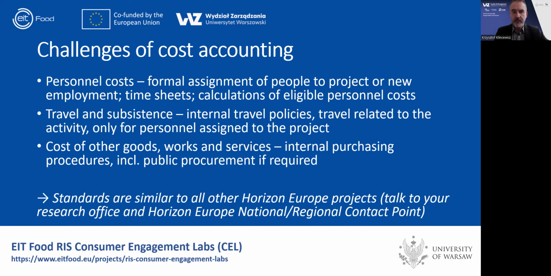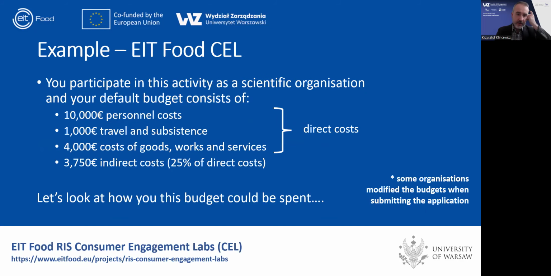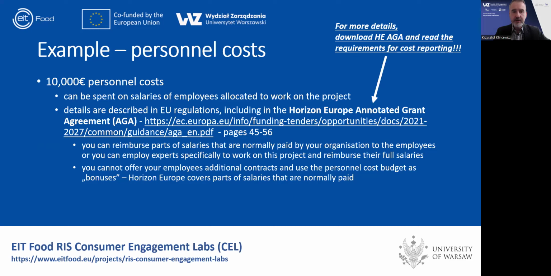You might very soon discover that you are not able to cover 100% of the salaries from EIT Food grants, because Horizon Europe modalities are slightly different than certain legal standards in a specific member state. And giving you a very basic example, imagine that your budget looks like this. You have 10,000 euro personal costs, 1,000 euro travel, 4,000 euro cost of purchases. Those are direct costs, and 25% of direct costs, 3,750 euros, is indirect. And of course, you can only get those indirect costs if you actually spend the money that was budgeted for direct cost. Now, personal costs are going to be quite challenging. This is the reason why you should talk to your research officers or national contact points.